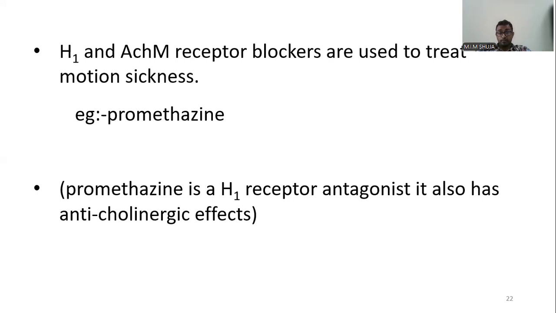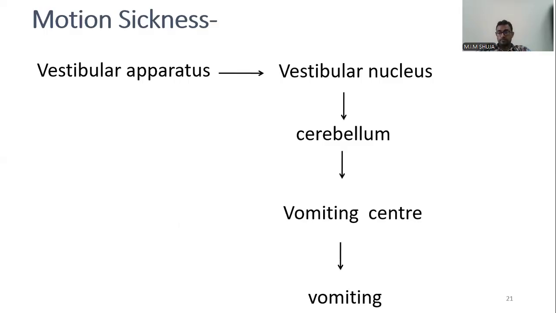Especially when it comes to motion sickness, you have to take H1 receptor blockers at least 20 to 40 minutes before your journey. Once the vomiting has started, the drug is less effective. So if you are a known person with motion sickness, 20 to 40 minutes before you start your travelling, take the tablet, that will work.